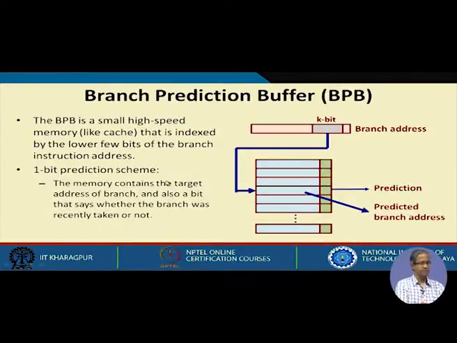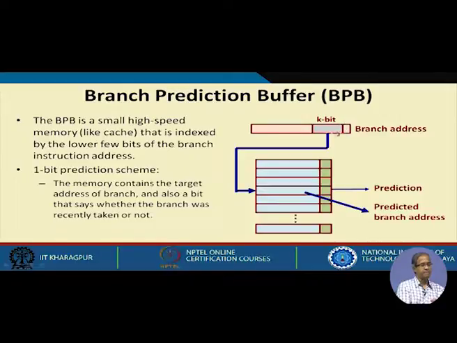So, the first approach we talk about uses a hardware data structure called a branch prediction buffer. Branch prediction buffer is depicted here. So, what is this BPB? It is a small high speed memory, like a cache memory, and this is the address of the branch which is shown in pink, this one.